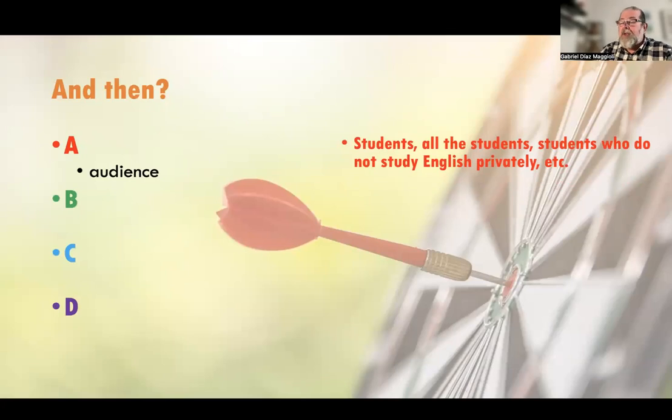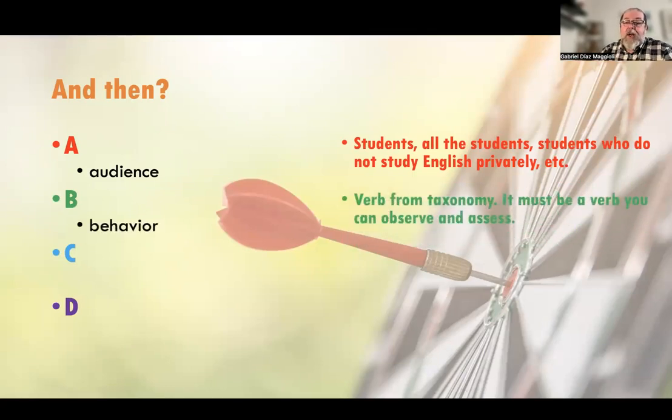For example, the students, all the students who do not study English privately, you may segment those students. B is the behavior. Use a verb from the taxonomy we had just seen, and it must be a verb that you can observe. For example, the learning outcome is: by the end of the lesson, students should understand a short story.